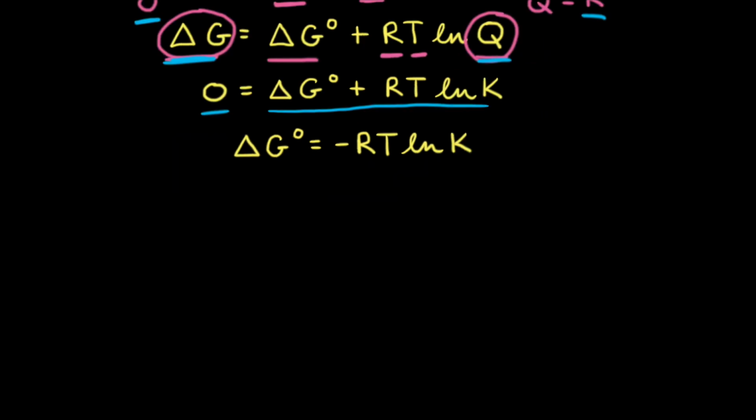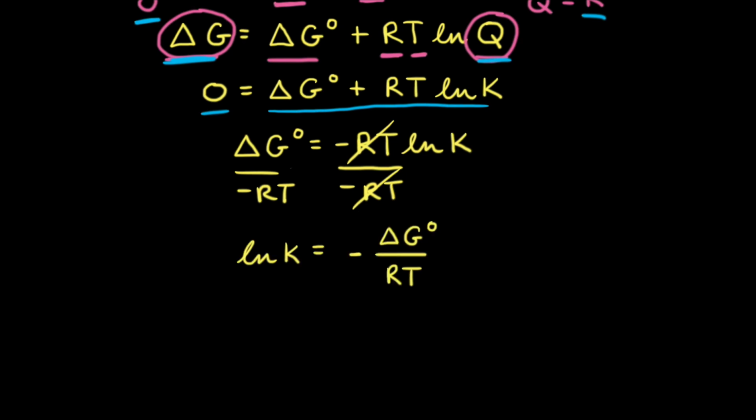Next, let's go ahead and go through the math to solve for the equilibrium constant K. To solve for K, we need to first divide both sides by negative RT. So on the right side, negative RT would cancel out. We could then rewrite it as natural log of K is equal to negative ΔG naught divided by RT.